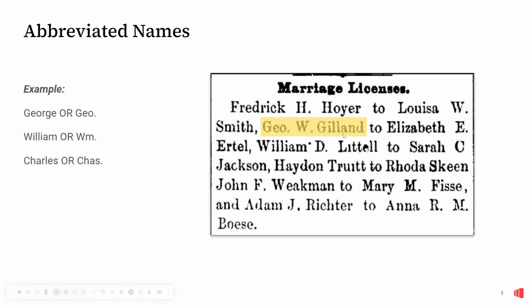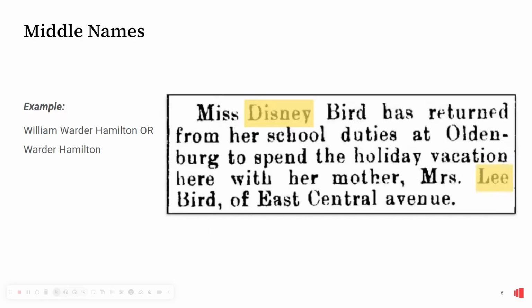And when I'm looking at this, thinking about how I might search for this, if I did an exact name search for George Gilland, this never would have shown up. So, we'll talk about middle initials in just a minute, but think about how those shortened abbreviated names can make a difference when you're looking for mentions of ancestors in newspapers.